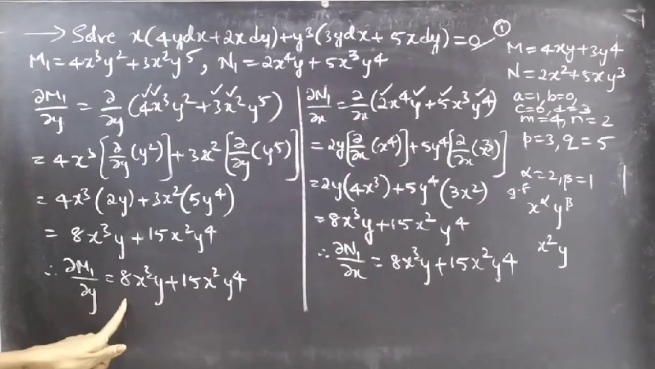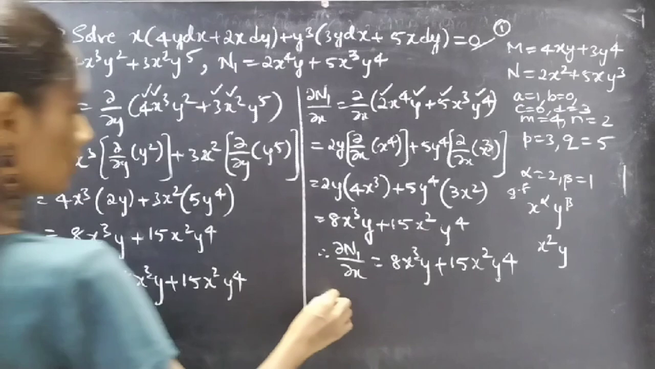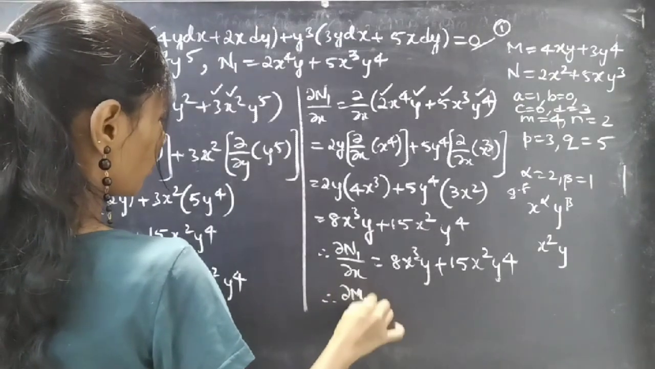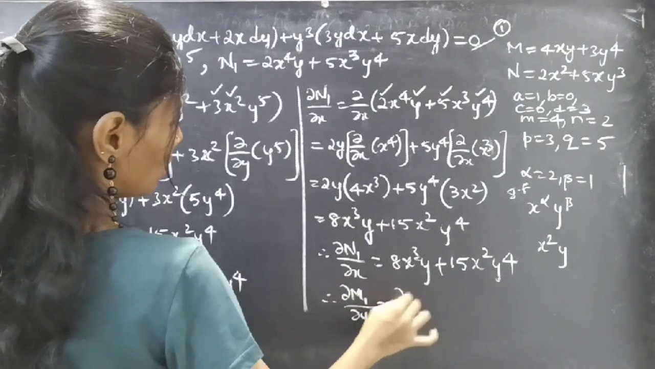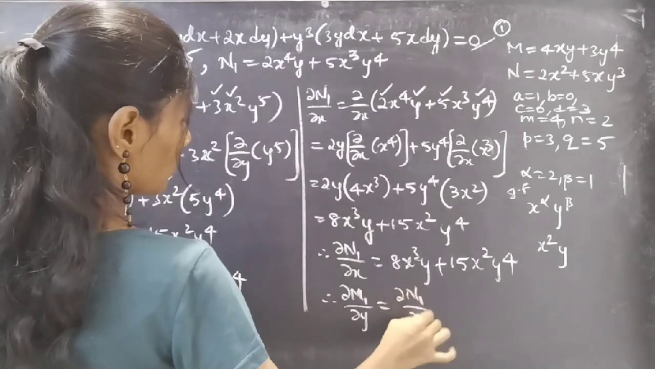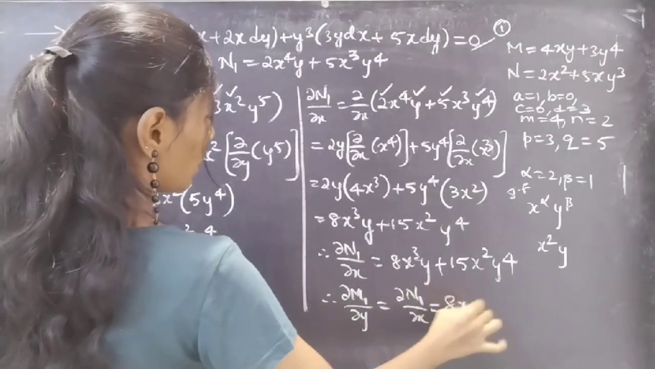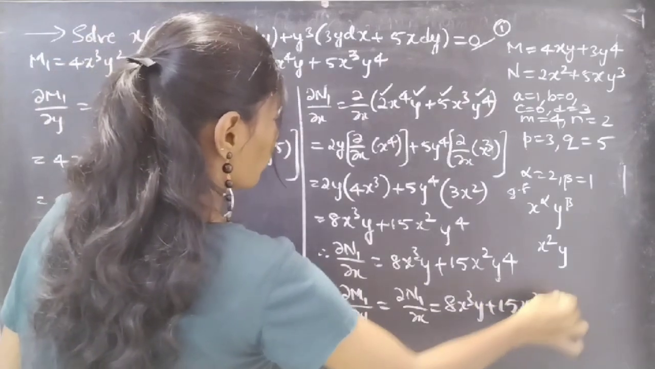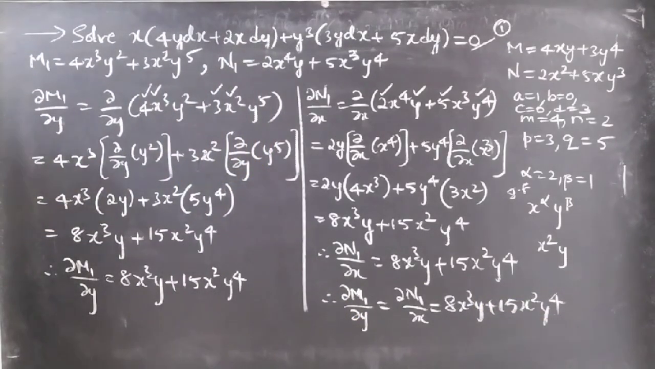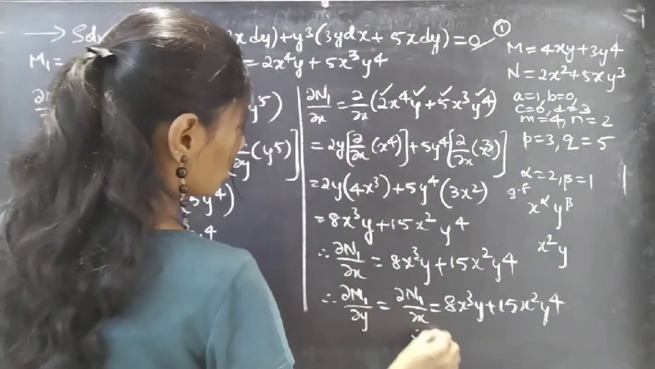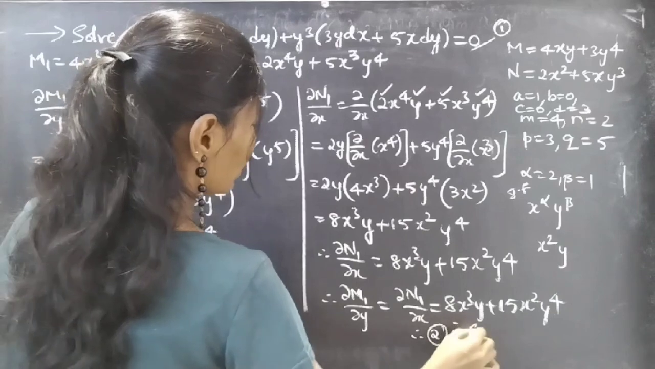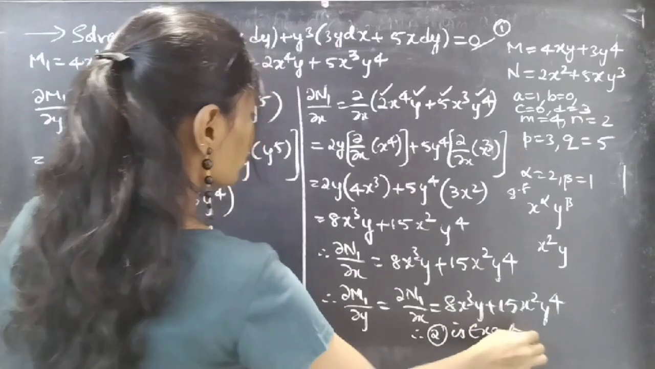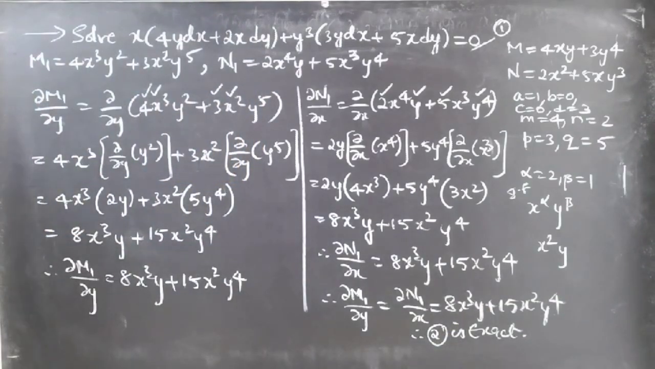Right? So by observing these two, we can say that partial derivative of m1 with respect to y equals partial derivative of n1 with respect to x, equal to 8x cube y plus 15x square y power 4, which is nothing but equation 2 is exact. Therefore, equation 2 is exact. Now let's solve equation 2 to find the general solution to our problem.